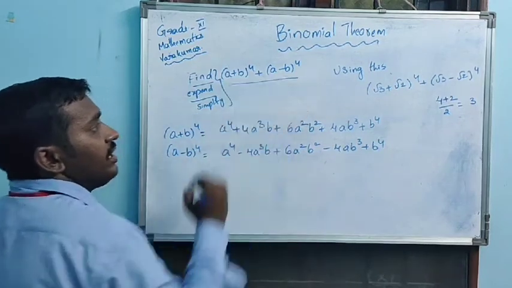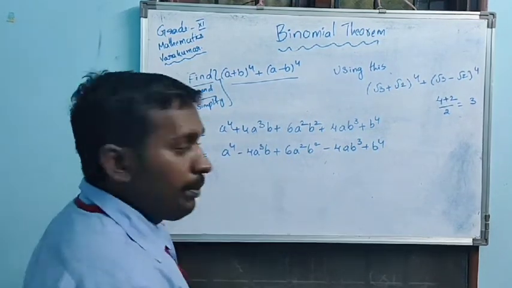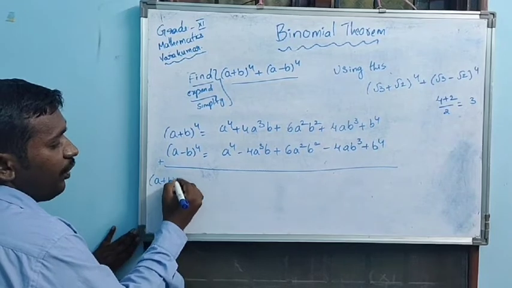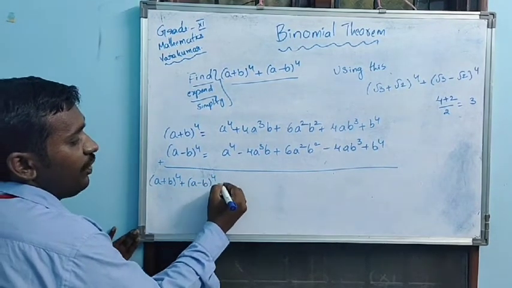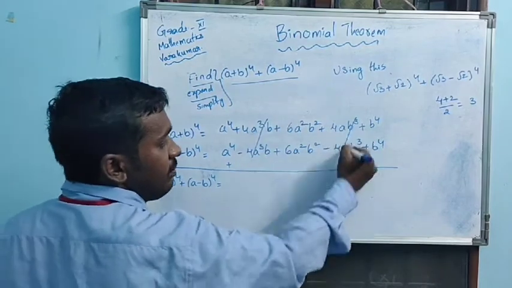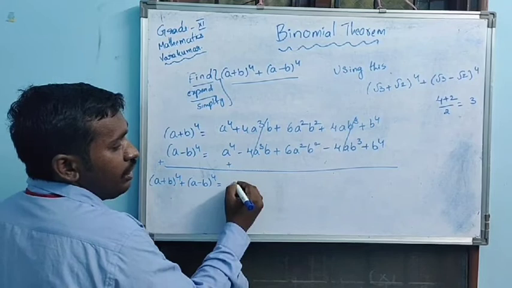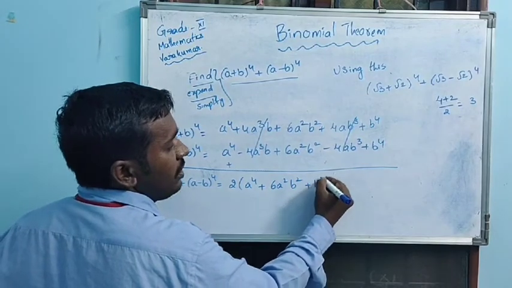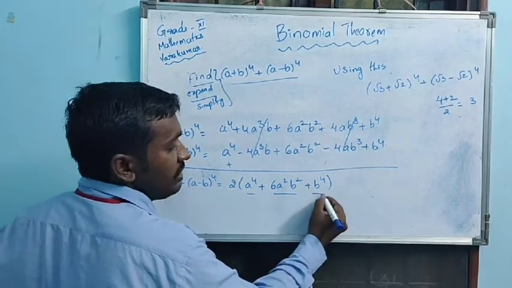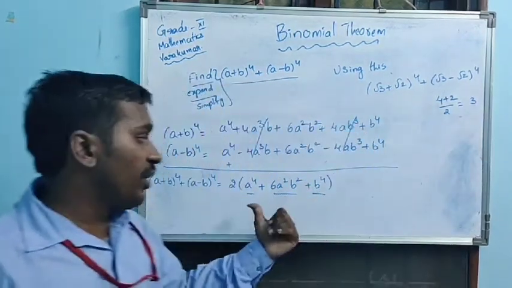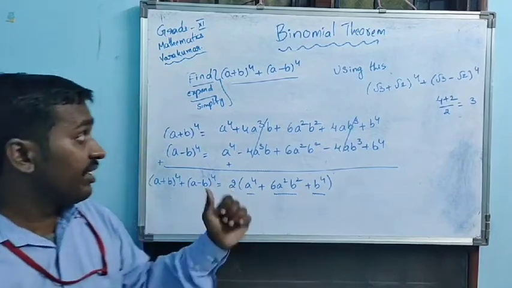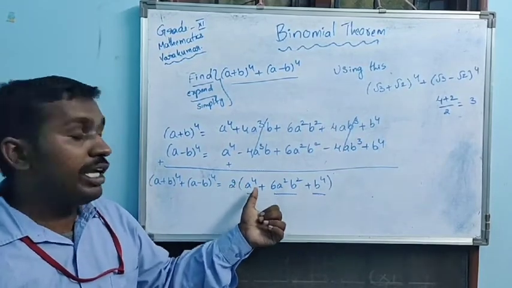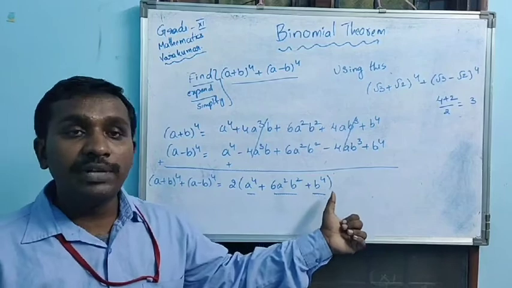Now actually what is the question? (a plus b) whole power 4 plus (a minus b) whole power 4. So we have to do addition. When you do the addition, the negative terms will be cancelled, opposite signs. So then 2 into a power 4, 6 a square b square plus b power 4. So how many terms? 1, 2, 3. We need to get 3 terms. So the value of (a plus b) whole power 4 plus (a minus b) whole power 4 is equal to 2 into a power 4 plus 6 a square b square plus b power 4.